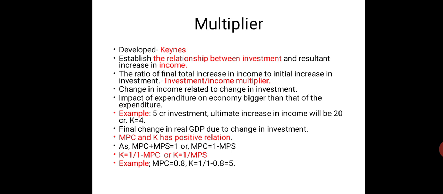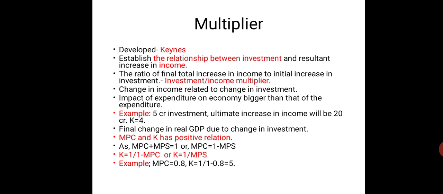So it is basically the final change in real income or real GDP due to a change in investment. Basically, the concept of multiplier was not originally given by Professor Keynes. It was given by Professor Khan. I have not mentioned it, but before Keynes, the concept of multiplier was brought by Khan. He used this concept in his famous article entitled "The Relation of Home Investment to Employment."